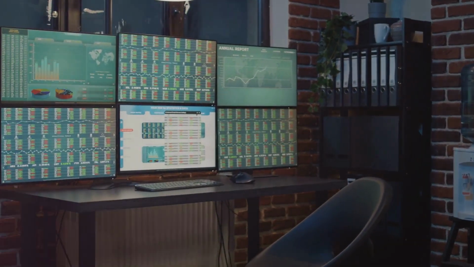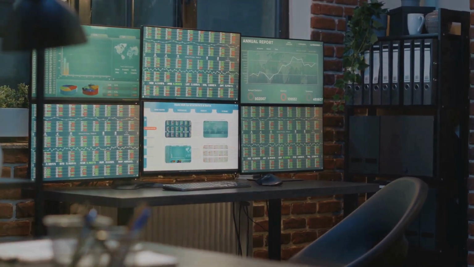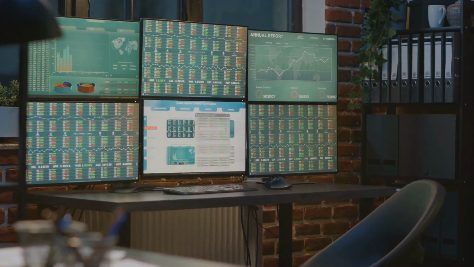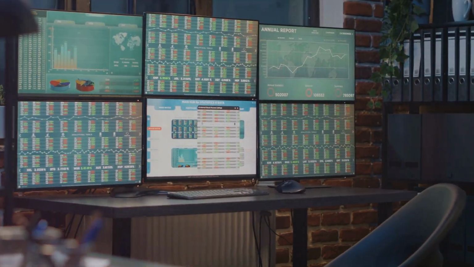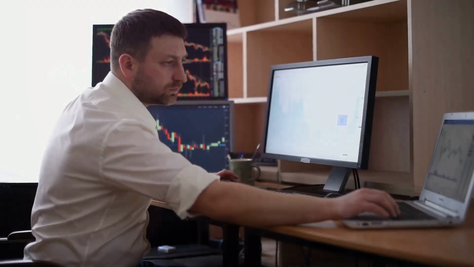Now, I'm not going to recommend any specific brokers because the best broker for you is going to depend on your individual needs and trading style. But I will say this, do your research and compare different brokers before you make a decision.